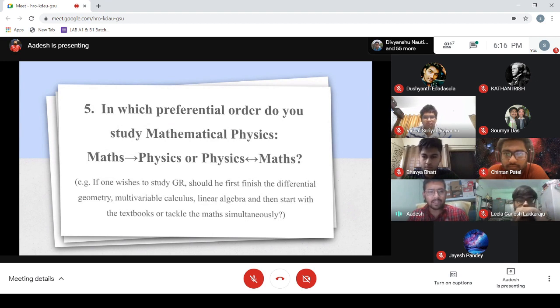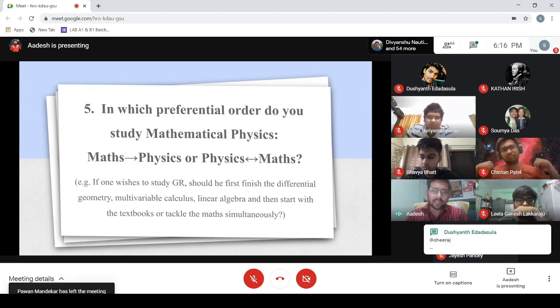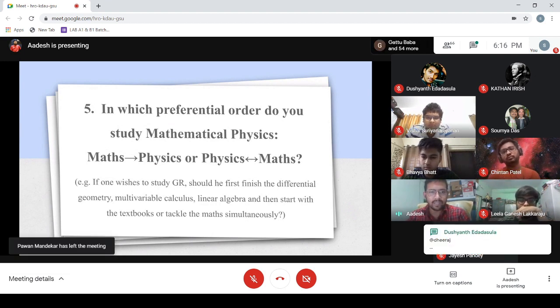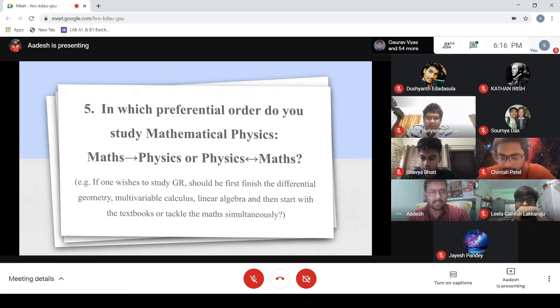So, for example, if one wishes to start from scratch studying general relativity, it is always suggested that he should first finish differential geometry, multivariable calculus, and some expertise of linear algebra, and then start with the textbook. Or is it the other way around? Do you start with the textbook altogether without any hint of doubt here and there, and then tackle the maths which comes along? Which one is more beneficial in the long run?